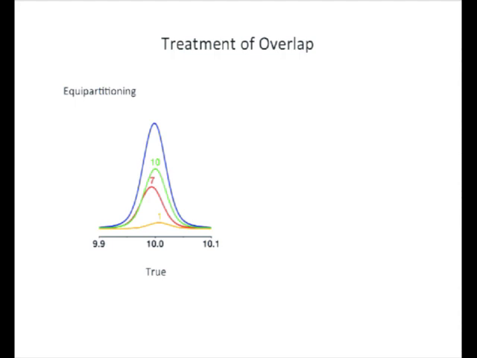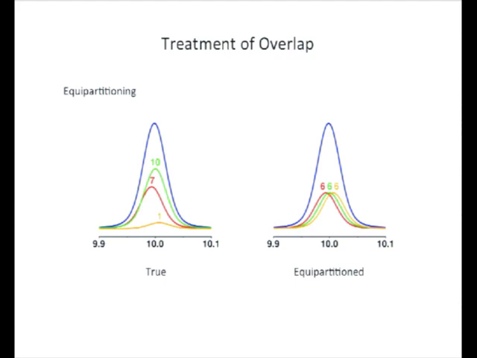So, equipartitioning. Say you've got a peak like this, and under that peak, which we've measured, this blue one, there are actually three reflections that we can't distinguish. And they have these intensities. When we equipartition, this is what we do, and you can see how wrong it is. Okay. So what else can we do?